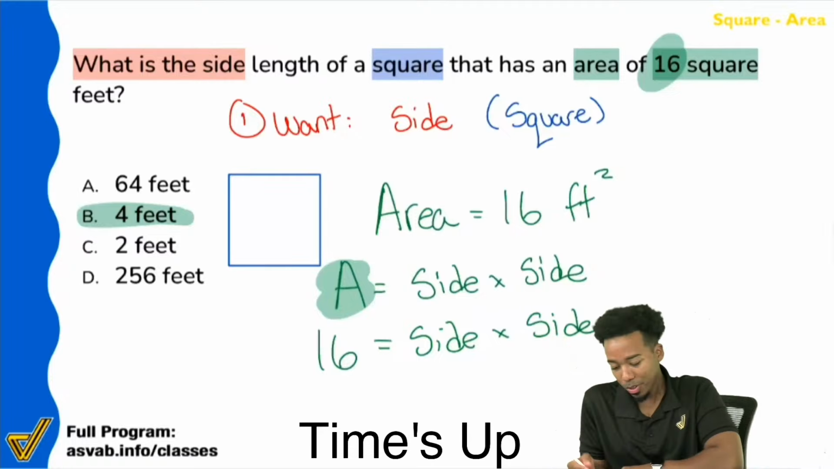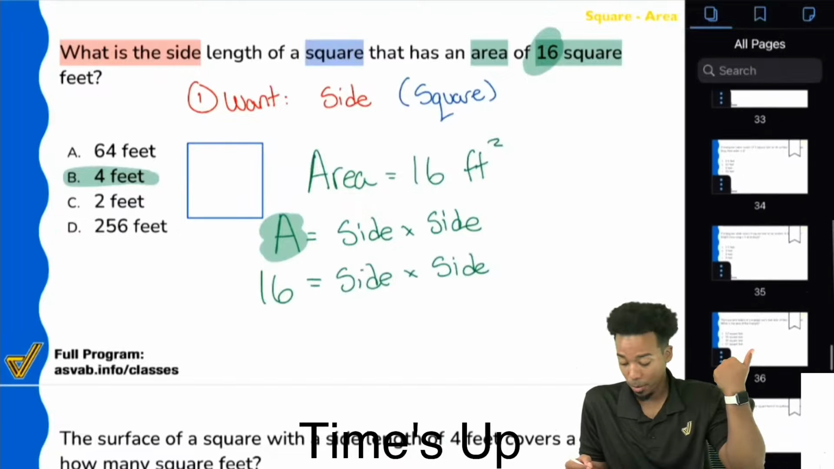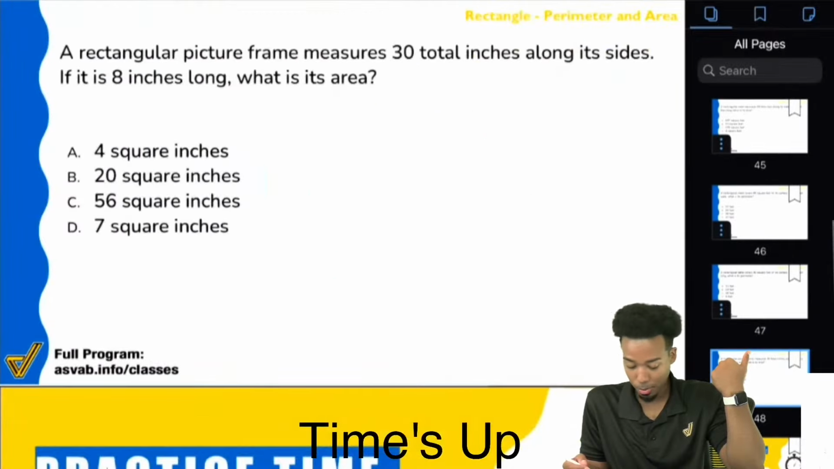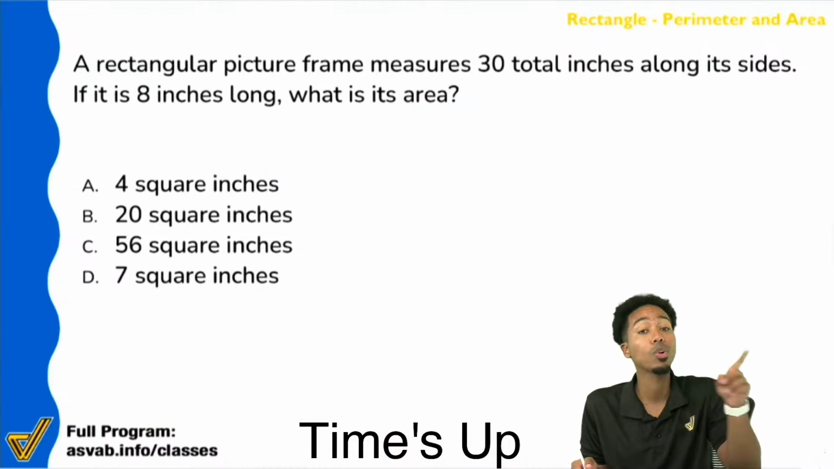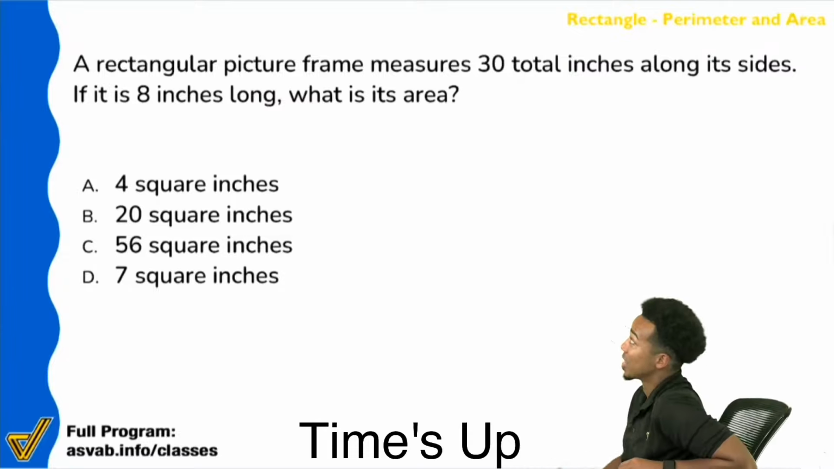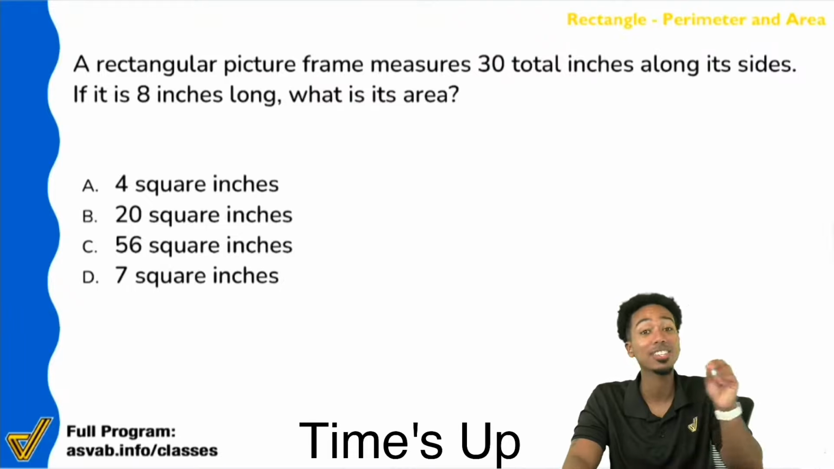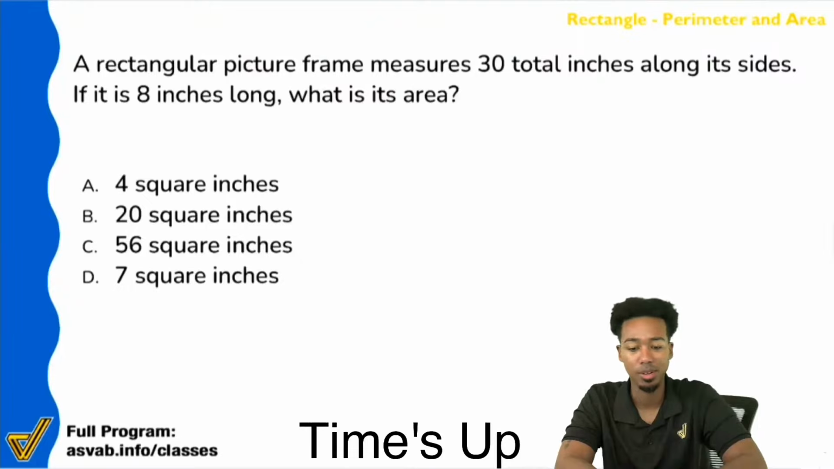Because guess what? When we come in tomorrow, we're going to be going ahead and covering everything else you see here. We're going to be going into all of these and doing all of these problems. These are the types of problems that we are going to expect to do at the end of it all. Like a rectangular picture frame measures 30 total inches along its sides. If it's 8 inches long, what's its area? So these are the type of questions that we're going to be getting into. And I can guarantee you that if you know how to do these geometry area perimeter problems, cake. You'll be good. You're guaranteed to be good on the test, especially if you can pass my speed drills and those final exams that I'm going to be setting up.